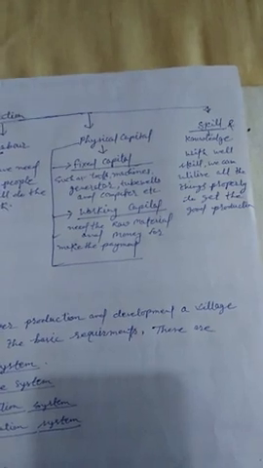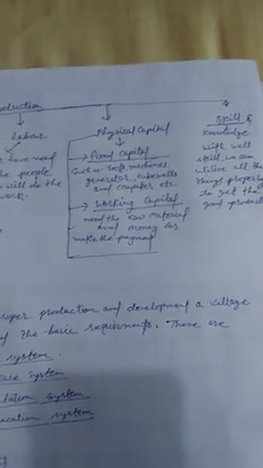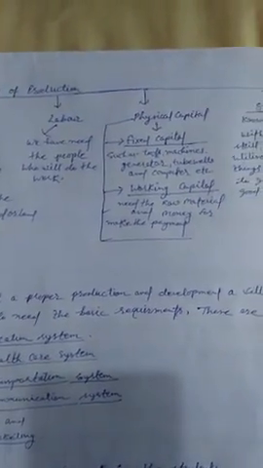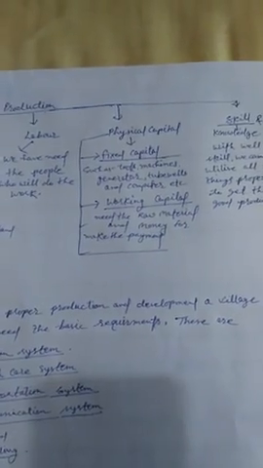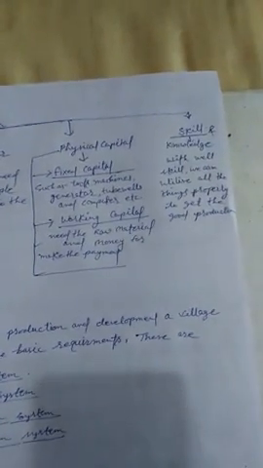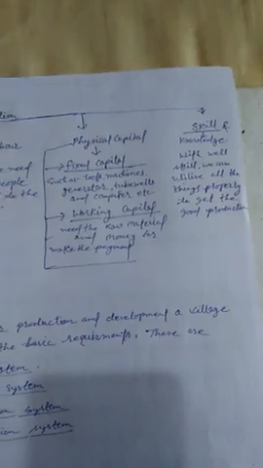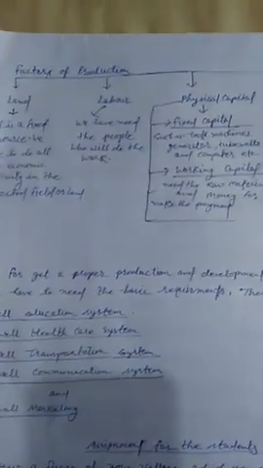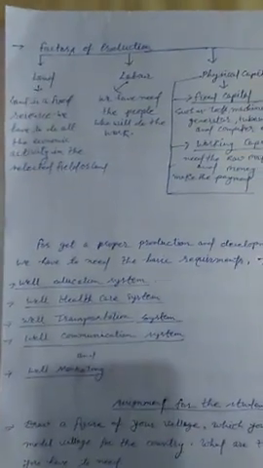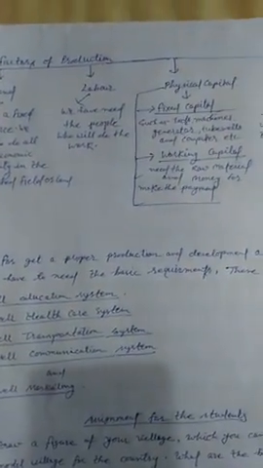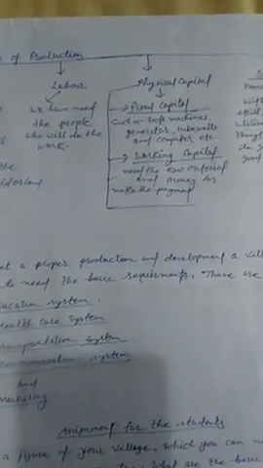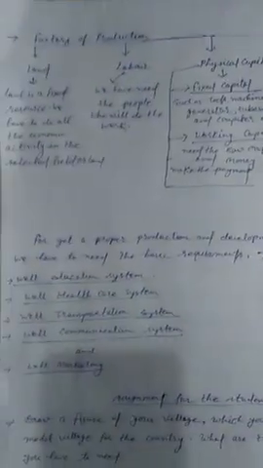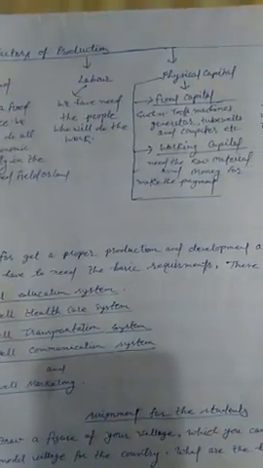Without knowledge and skill, all things are wasted. With good skill and knowledge we can utilize all the resources, all the things properly to get good production. Okay, students, for proper production and development of a village, we need the basic requirements.